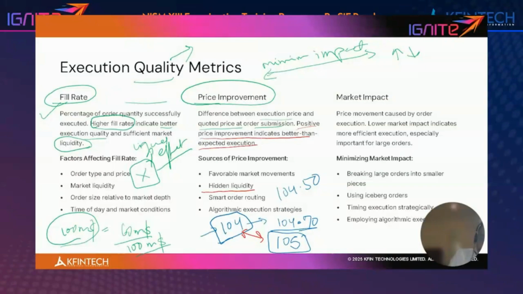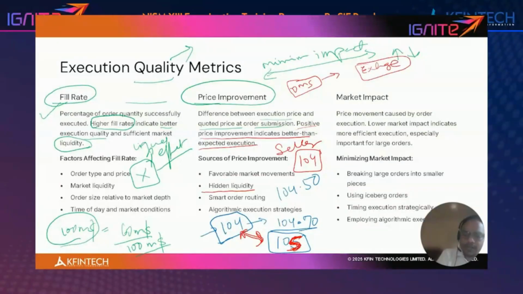because positive price improvement indicates better than expected execution. If 104 becomes 105, that means there are no sellers at 104. The next seller is at 105, which is a loss for me because I planned to buy at 104, but the seller is at 105. That means the market is less liquid, or by the time my order reached the exchange, the price had already moved by 1 rupee. My order was placed in my OMS, and here is the exchange.